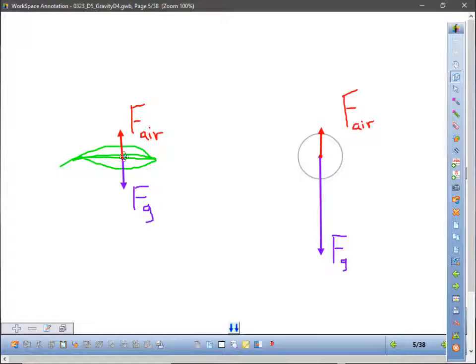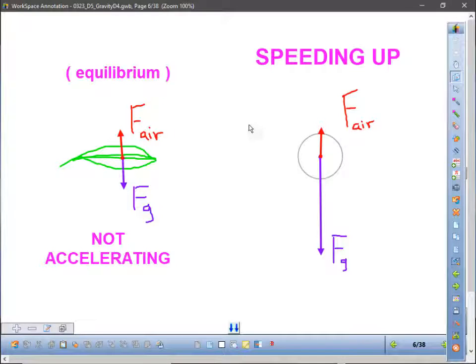Now, as they fall, they actually have air resistance on them. We'll keep this simple and assume that the air pushing up on the feather is about the same as the air pushing up on the ball, even though the ball is more aerodynamic. But let's just say it's about the same amount of force. And look at these pictures. What do you notice about the free body diagram of the feather and the free body diagram of the ball? Will the feather accelerate?